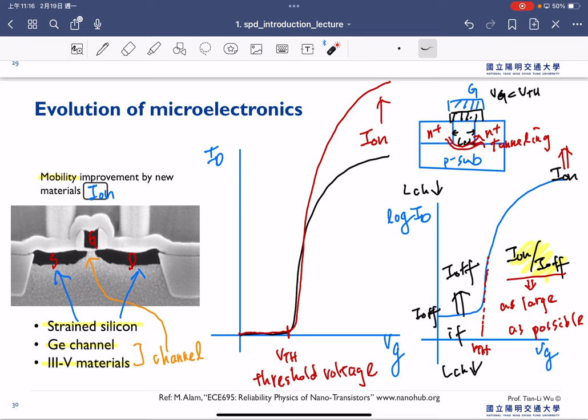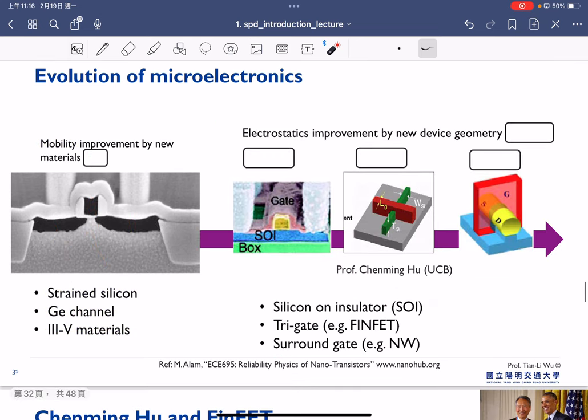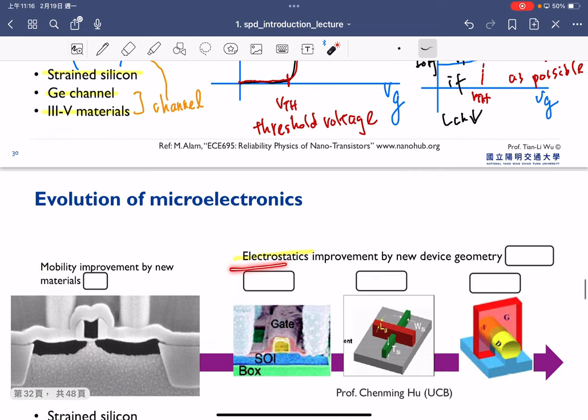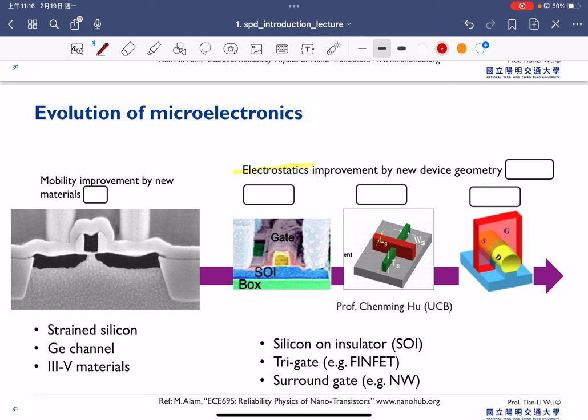So if you look at this, reducing this tunneling is actually related to the issue of electrostatics, because it's related to the electric potential distribution inside the transistor. So sometimes we call this the electrostatics. So electrostatic improvement by new device geometry has the goal to increase the on-off current ratio. And there are several different approaches here.